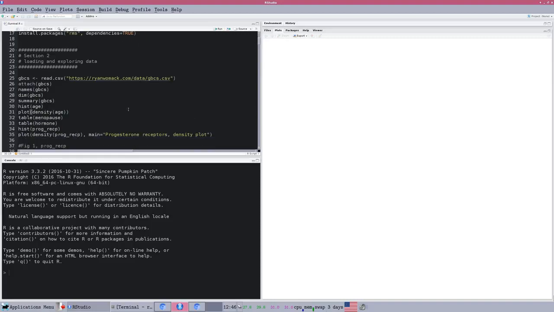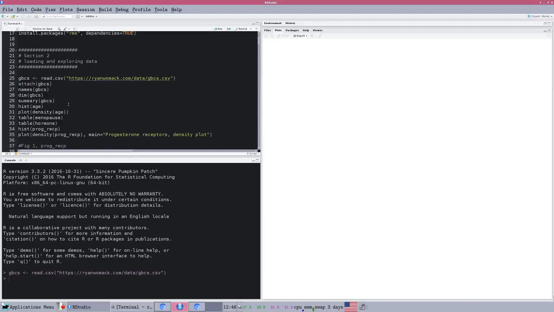Okay, so going to section 2. We're going to work with just one sample data set for this set of exercises. I'm calling it GBCS. It is a small extract of 100 observations from the German breast cancer study, and this is something that I had done as a past project.